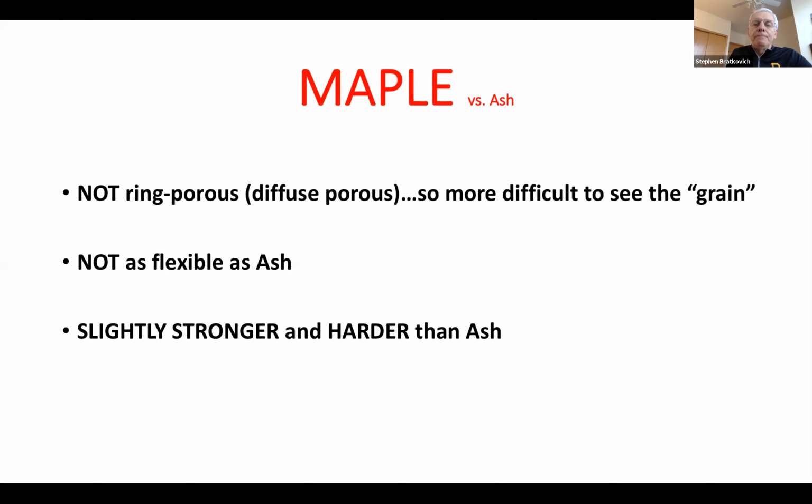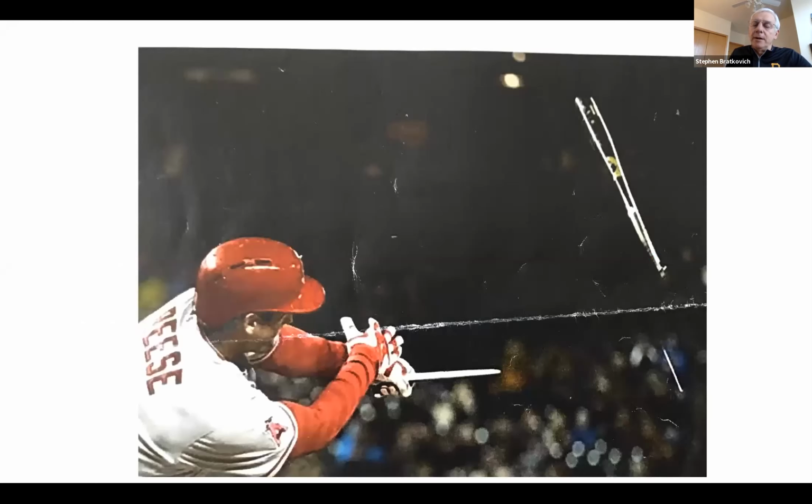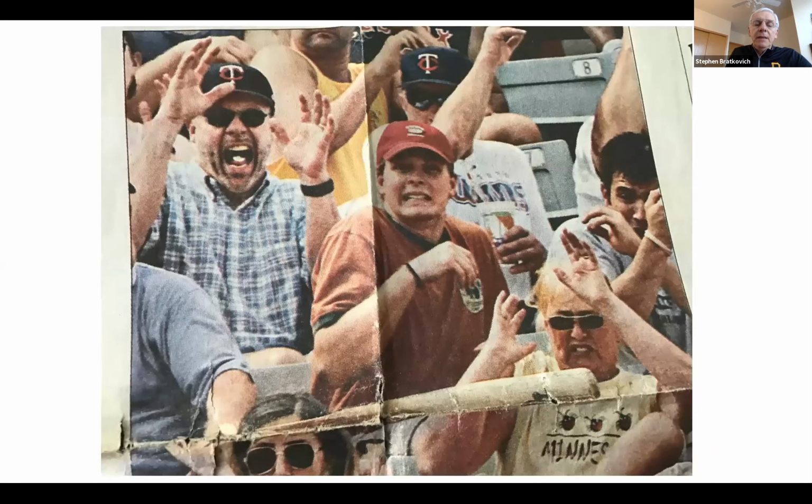And that poses a problem. Because maple is not ring porous, it's diffuse, so it's more difficult to see the grain. And because you can't see the grain as well, some inferior baseball bats were being made and sold. And then things like this happened. The maple bats essentially started exploding and shattering into a couple of pieces. And here's one just flying into the stands.